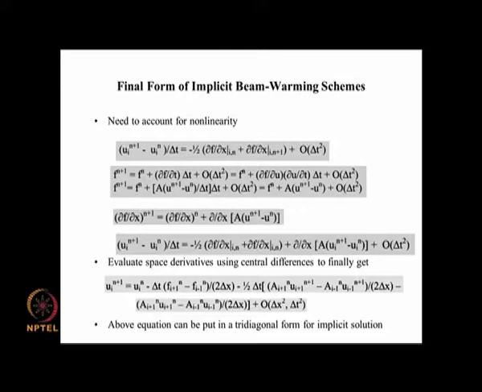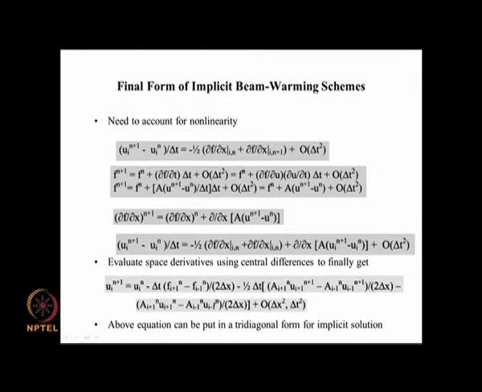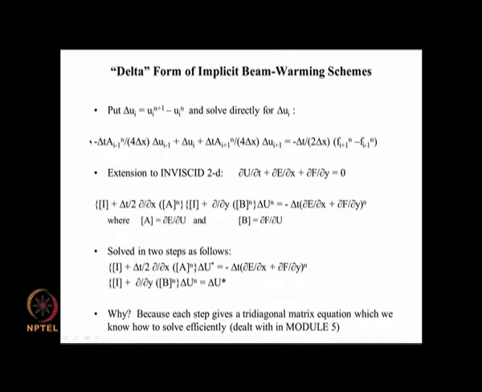Now, there is a special form of this called the delta form, which is more convenient to write and evaluate when we look at extension of this for 2D and 3D problems. So, we define delta u_i as u_i^(n+1) minus u_i^n. We can rewrite this equation in this particular form.